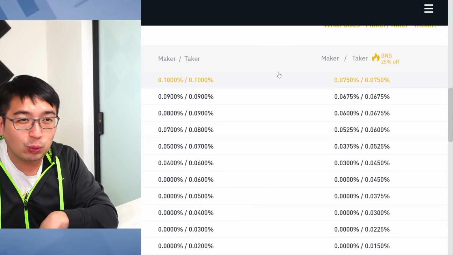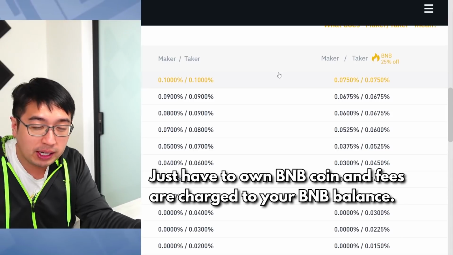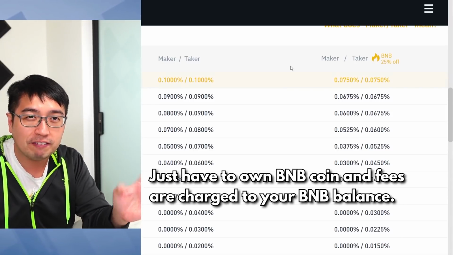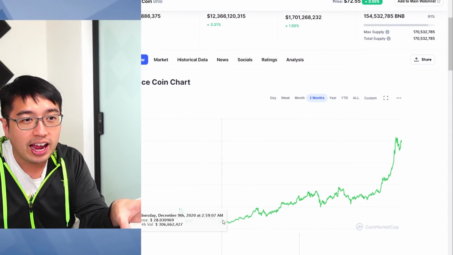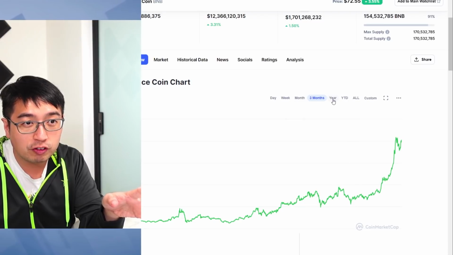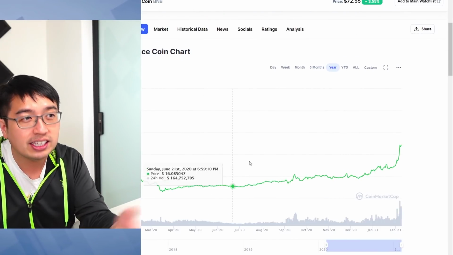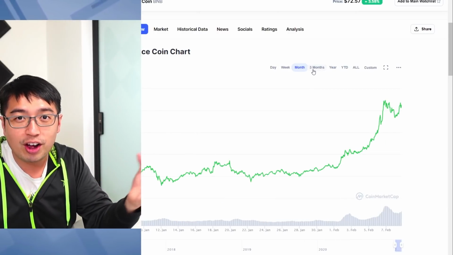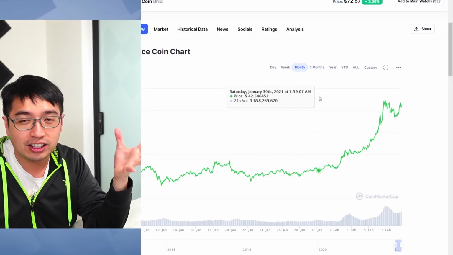Fees can actually be 25% lower starting off if you do all your trading against BNB. BNB is the Binance token, which does have a fluctuating price. This is the price of the BNB token, and it has been doing pretty well over the past year. This line represents the price and its steady rise, because a lot of people use the BNB token to save money on fees on Binance, which is why that token has a lot of use and a lot of value.